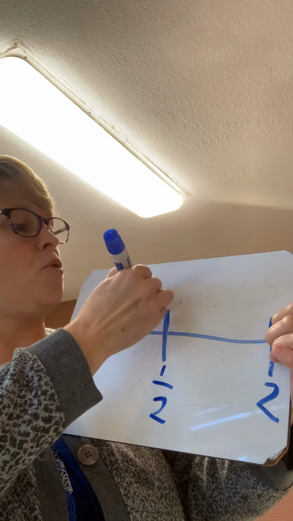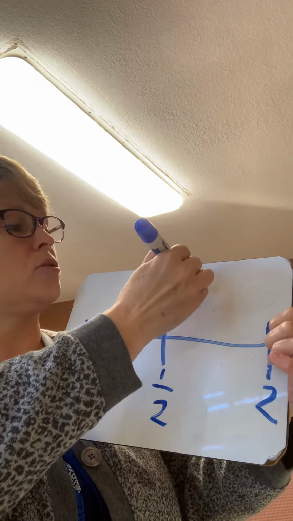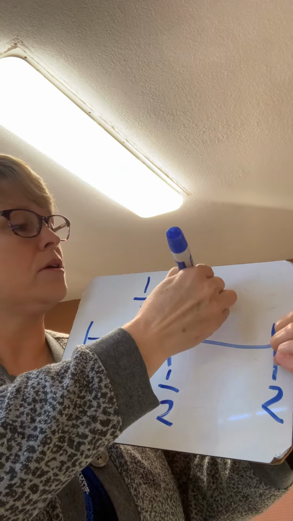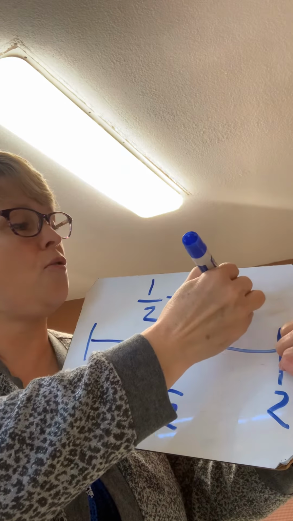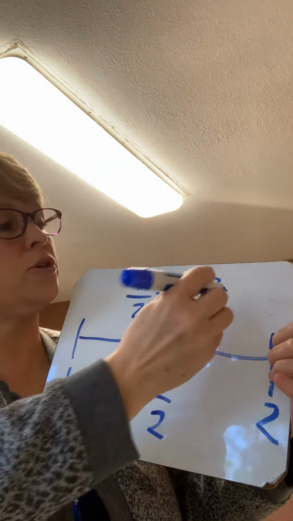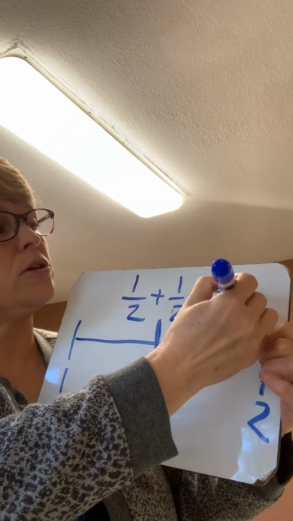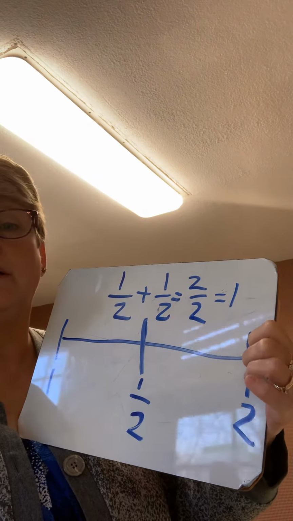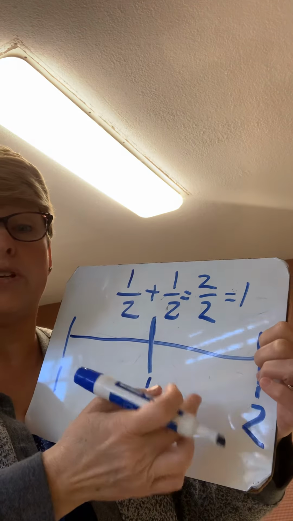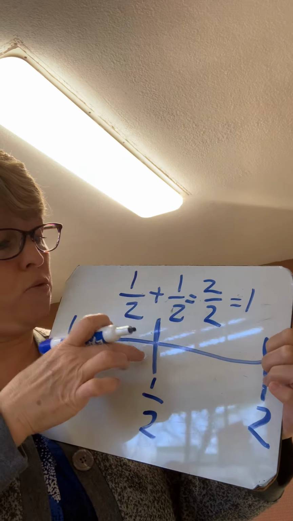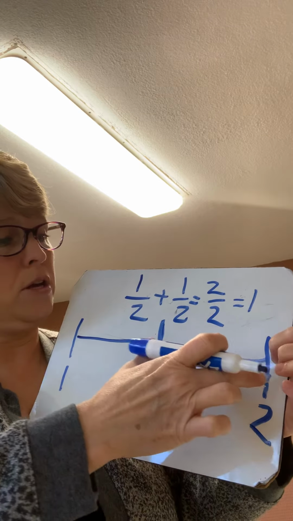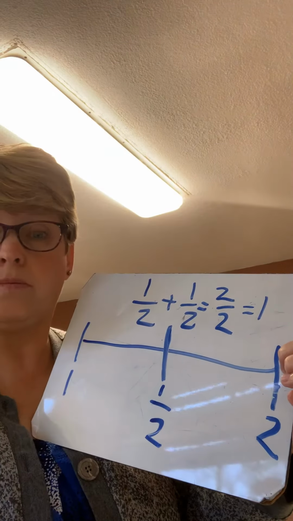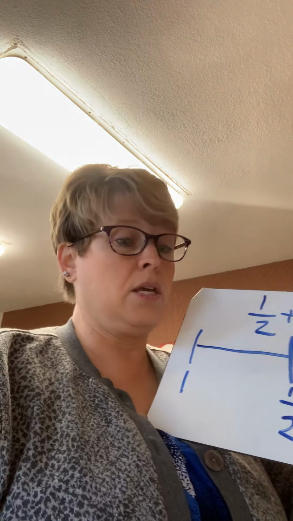So when we have 1/2 plus 1/2 equals 2 over 2. 2 over 2, same numbers, is the same as 1 whole. Does that make sense to you? So we have 1/2 here plus 1/2 here equals 1 whole. Okay, let me grab another color and let's divide that into 4 equal parts.